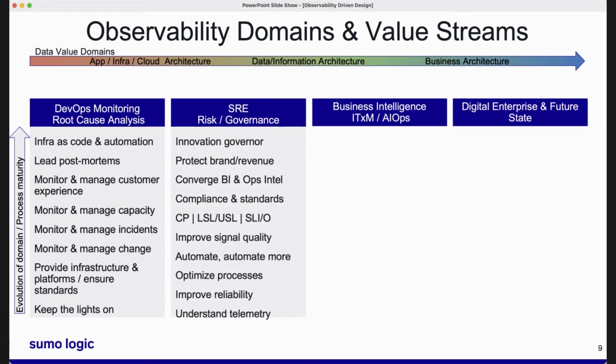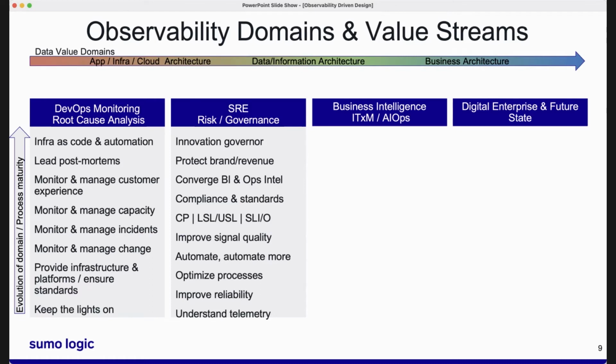Within the risk, SRE, and governance domain, it all started with just how do we understand the telemetry that's coming through? Let's try to improve reliability. We optimize processes through automation. We're improving signal quality. And we have these statistical models like capability of process and service level indicators and objectives. And that drives compliance and standards. And then you start to converge business intelligence and ops intelligence, protecting brand and revenue as you go along. And you become an innovation governor to the organization.